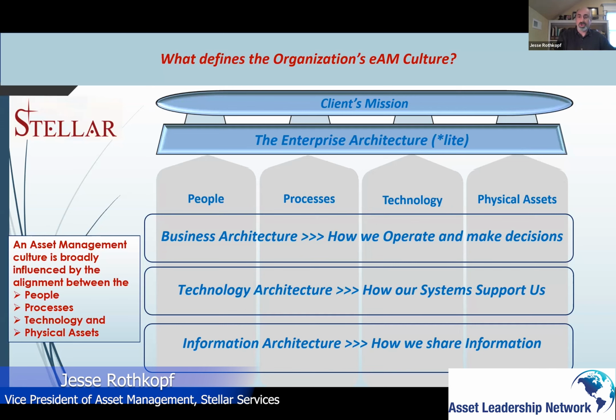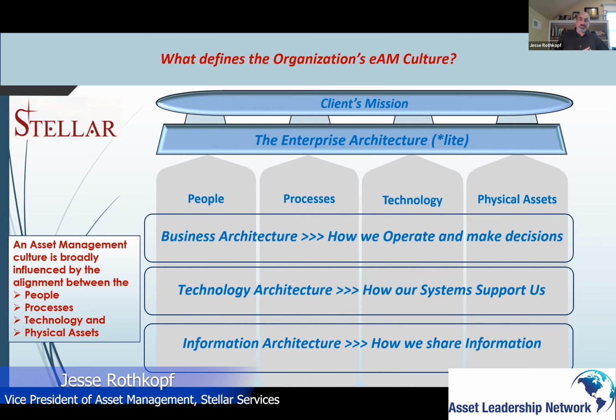And then you look at the technology architecture. How do our systems support us? Are our systems actually helping our workforce be more productive, get more work done on time, or are they a drag where they're slowing us down? People are having to enter information in multiple systems and go back and forth. And then the information architecture is how do we share information across the enterprise? How do we share it between different systems, between different departments, sometimes between different agencies? So if you look at the business architecture, the technology architecture, and the information architecture across these columns, that gives you an idea of the enterprise architecture.